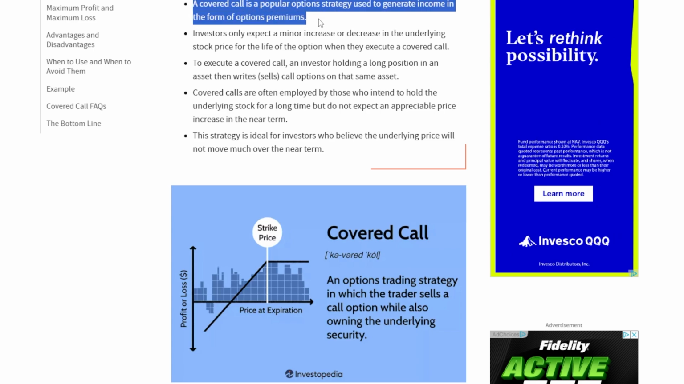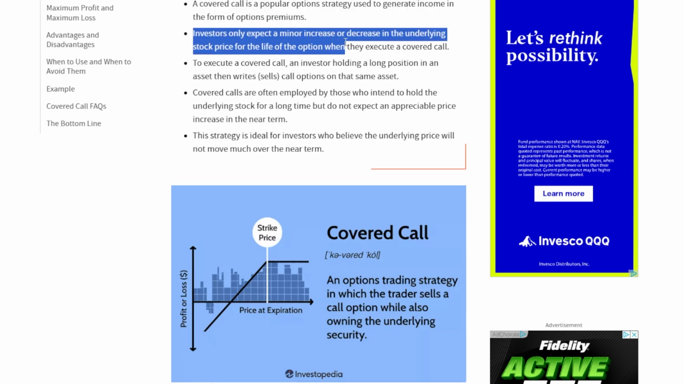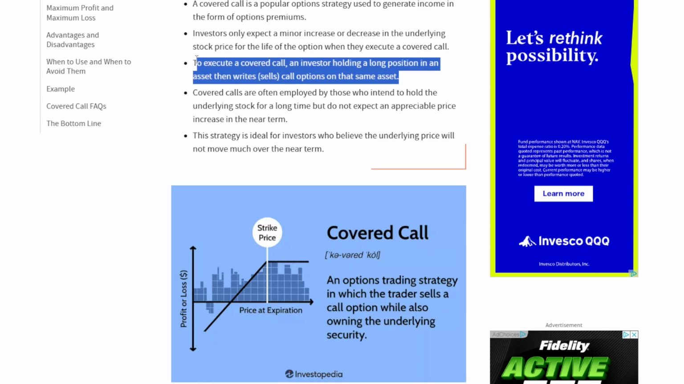But it says right here, key takeaways: a covered call is a popular option strategy used to generate income in the form of option premiums. Investors only expect a minor increase or decrease in the underlying stock price for the life of the option when they execute a covered call. Now, to execute a covered call, you need to have a long position, and then you write call options and basically get paid premium in return for someone else to have access to your shares, more or less.